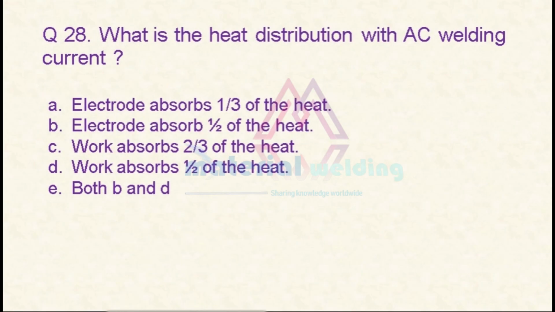Question 28. What is the heat distribution with AC welding current? A. Electrode absorbs 1/3 of the heat. B. Electrode absorbs 1/2 of the heat. C. Work absorbs 2/3 of the heat. D. Work absorbs 1/2 of the heat. E. Both B and D.